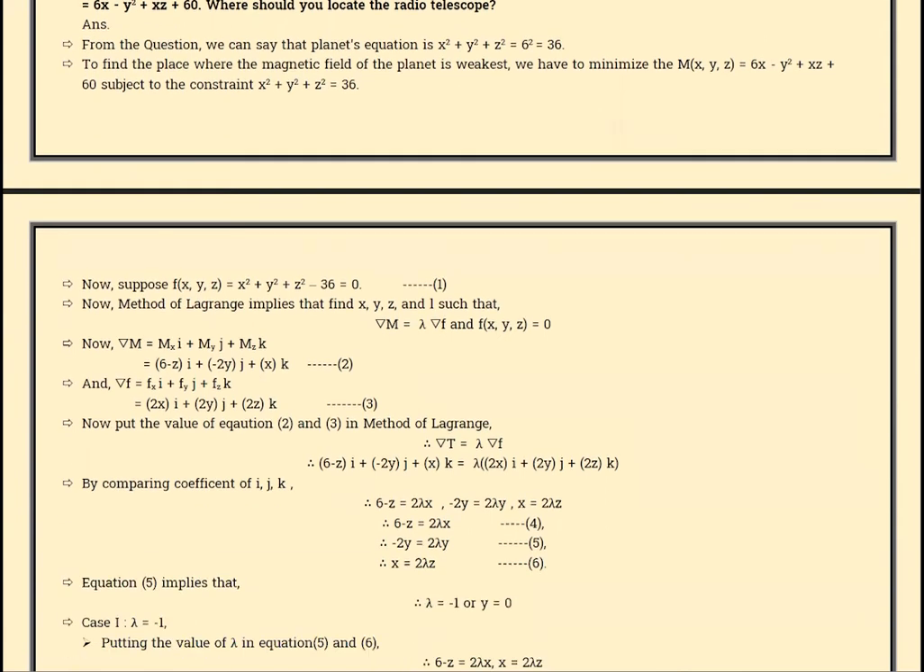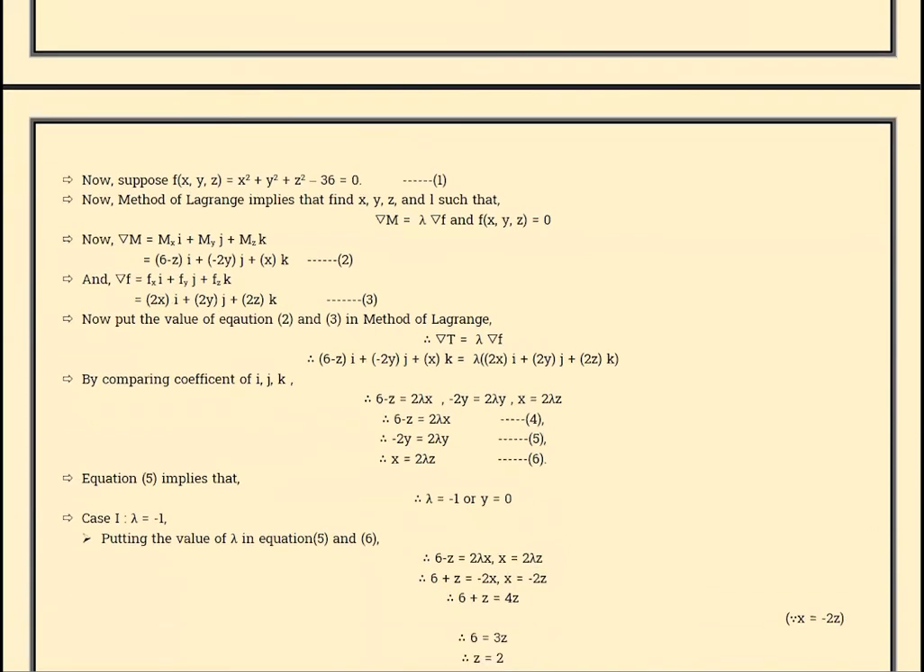Now suppose F = x² + y² + z² - 36 = 0. And now applying the Lagrange multiplier method to find x, y, z such that ∇M = λ∇F and F = 0. So now we find ∇M and ∇F with equations, and putting both in the method of Lagrange, we get 3 equations.